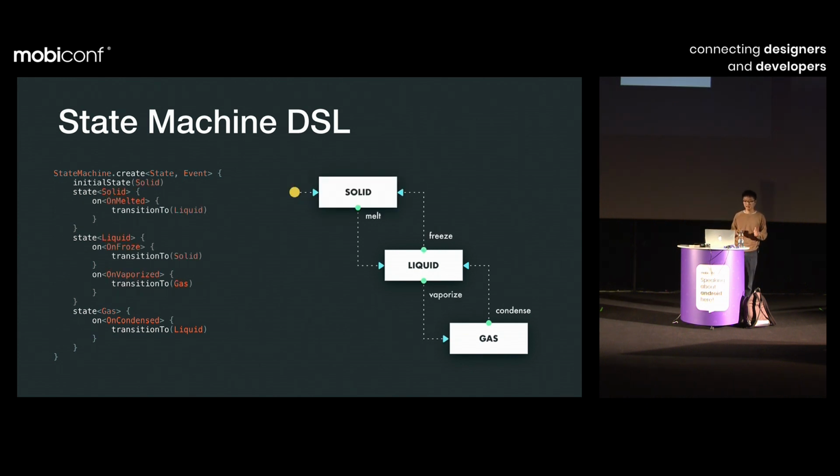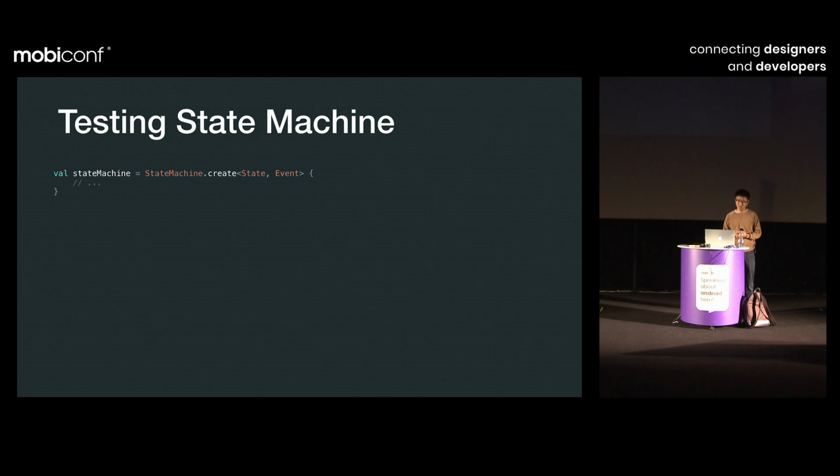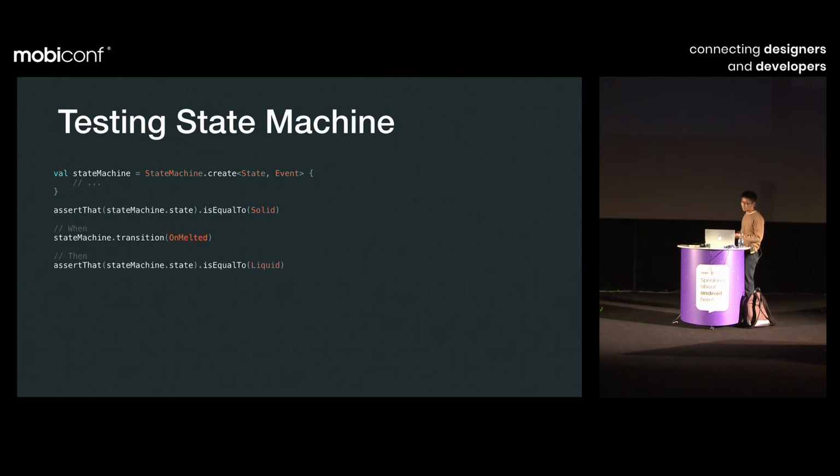So that's it. It's simple and readable. This is what our state machine DSL looks like. Not only that, it's also testable. After a state machine is created, you can assert that the initial state is solid. And we can also test the transition to a liquid state.